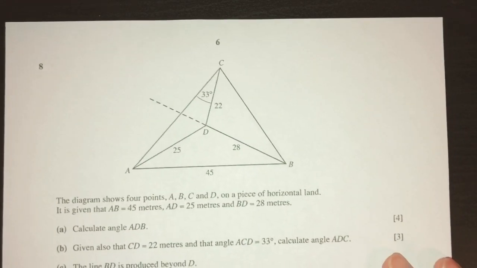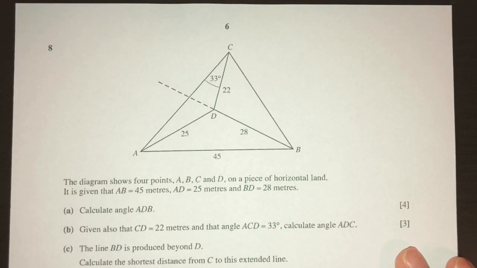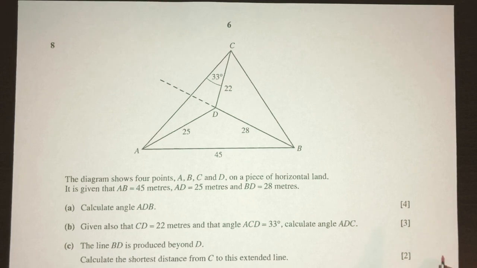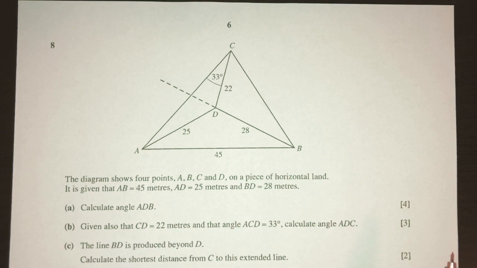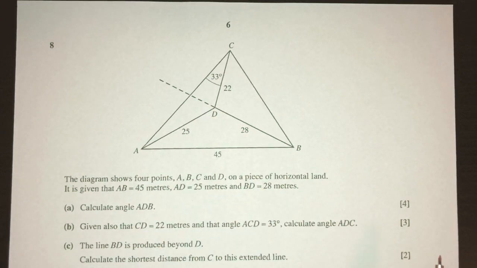Let's move on to question number 8. So here we have a shape. Let's see, what do we have? The diagram shows 4 points A, B, C, and D on a piece of a horizontal line. Now it is given that AB is 45, AD is 25, and BD is 28. Now calculate the angle ADB.